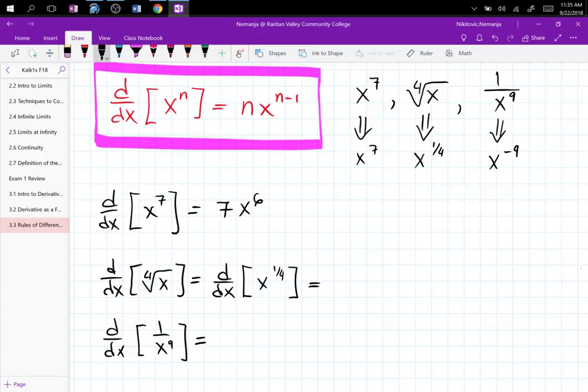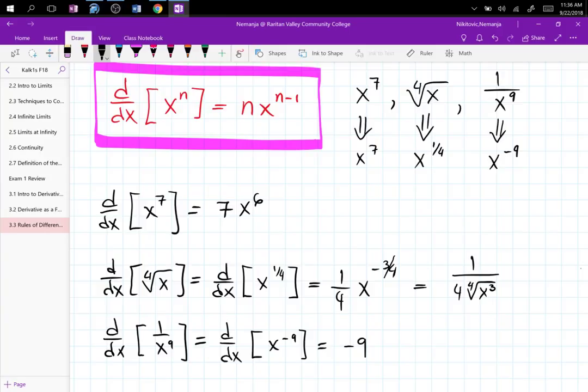Next example, n is 1/4, so you copy 1/4, x to the -3/4. Good effort. You can leave it like this, or you can write this as 1 over 4 times the 4th root of x cubed. That's just showing some algebra muscle right there. And finally, the one on the bottom we are going to rewrite as x to the negative 9. So negative 9 drops. We have x to the negative 10, because negative 9 minus 1 is negative 10. And that will give me negative 9 over x to the 10.